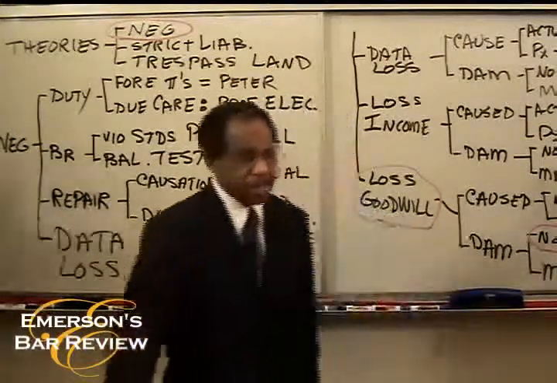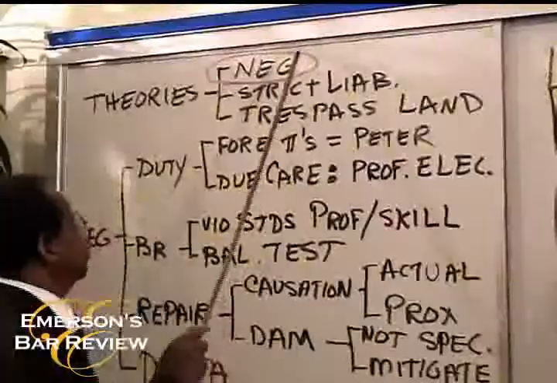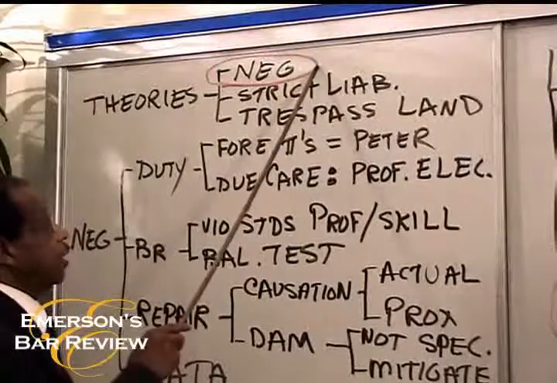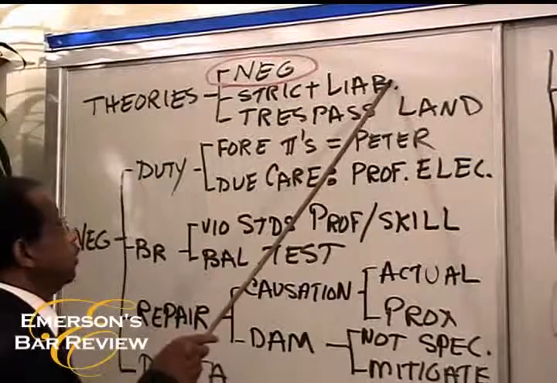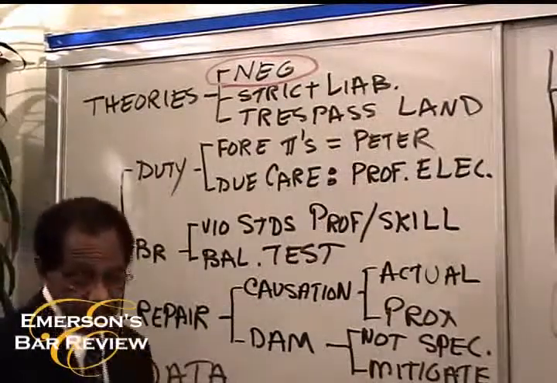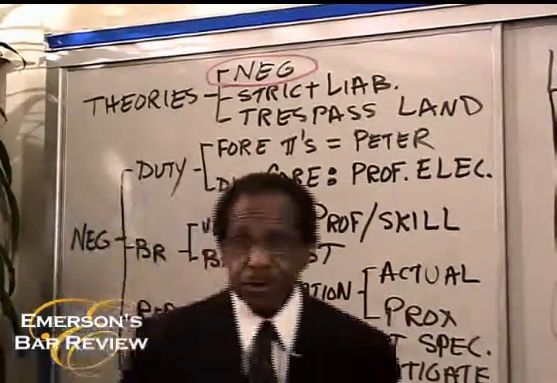So I think the issues you needed to raise were negligence, Peter against Dan for negligence; strict liability won't work; trespass to land probably will not work. Next, just a couple more things now.